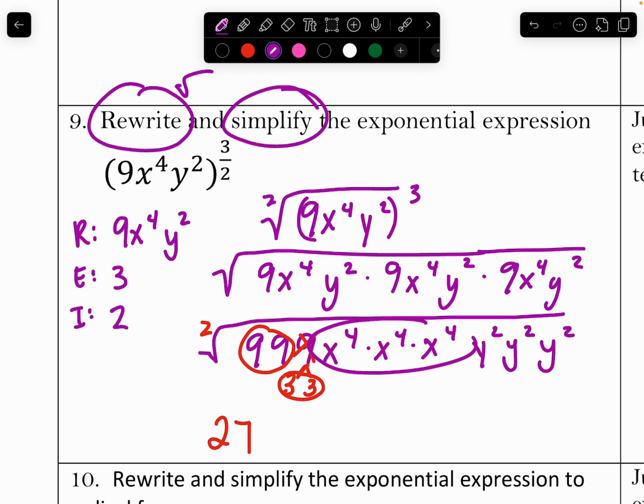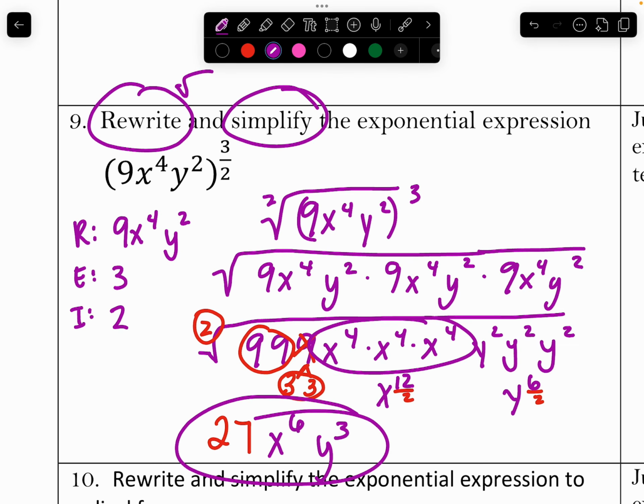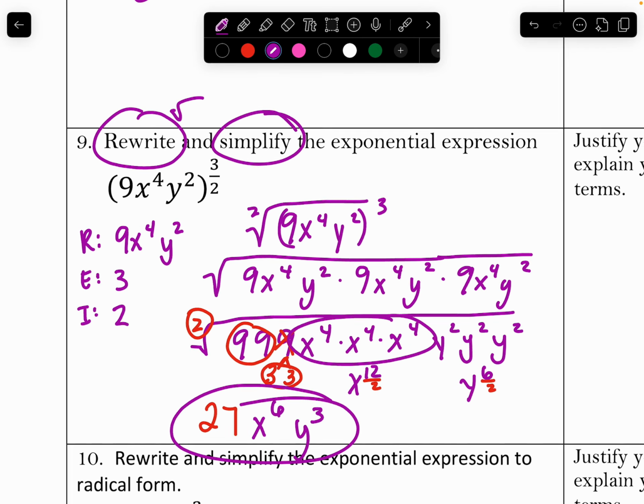But here's the other part, x to the 4th, when it comes to variables. Okay, there's a total of 12. Here there's a total of 6. Whatever your index is, you're going to divide them by 2. So now we have x to the 6th and then y cubed. Remember, the inverse of exponents is radical, so you just divide.